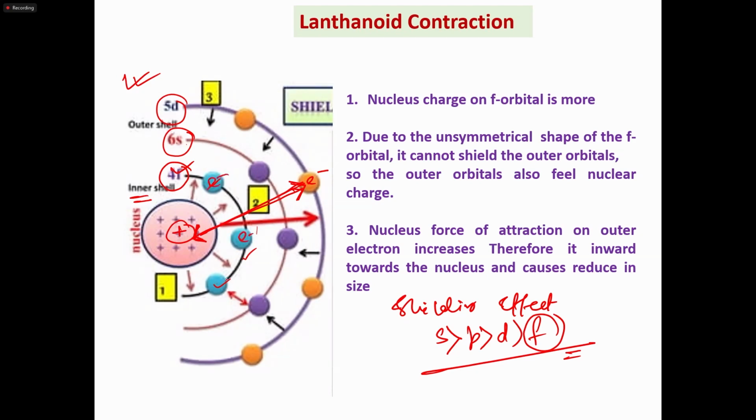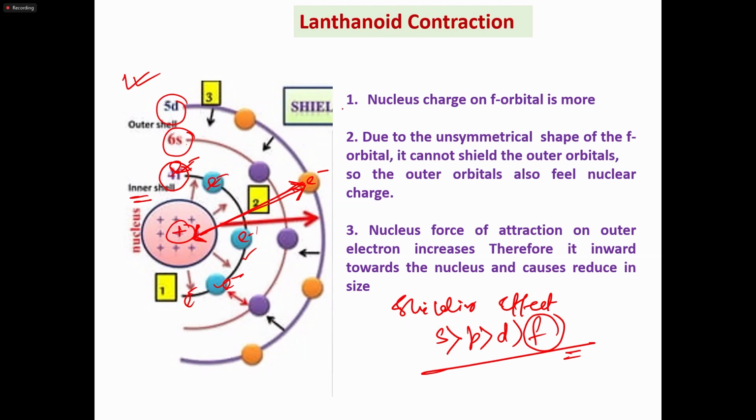There are three electrons present. Now there are four electrons, and this is five electrons. The atomic number is increasing, which means the number of electrons will also be increasing in these f orbitals. So when the electrons increase, they will be more closer.